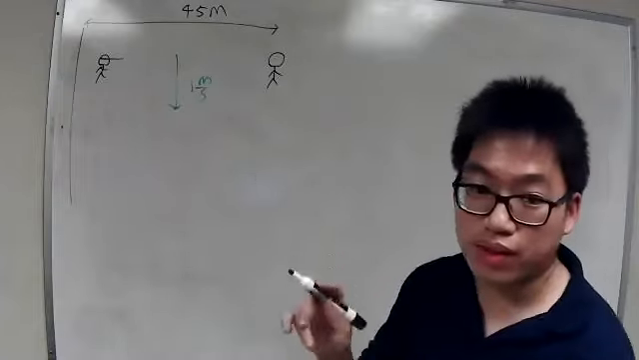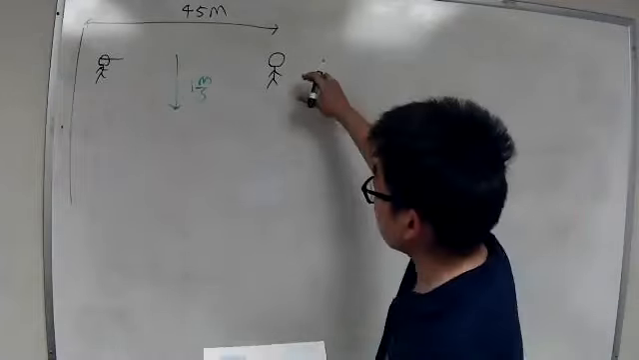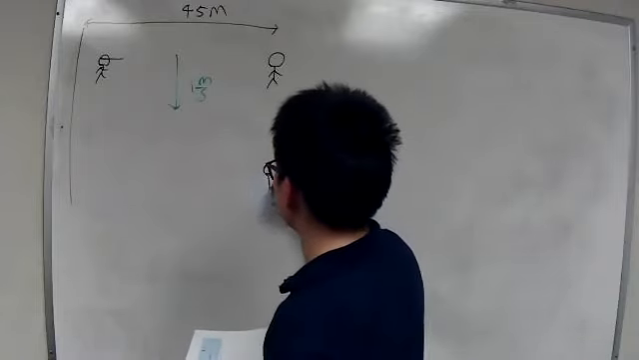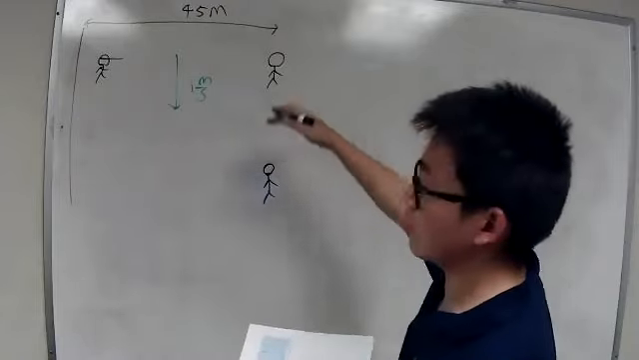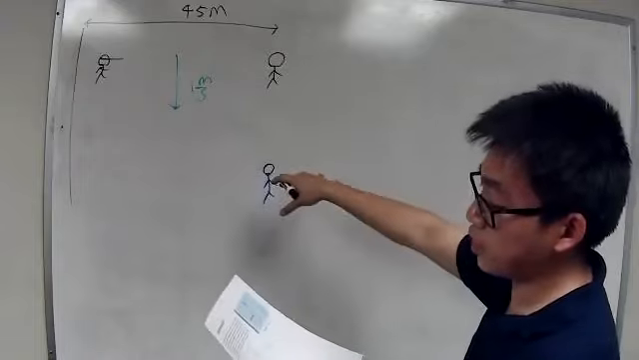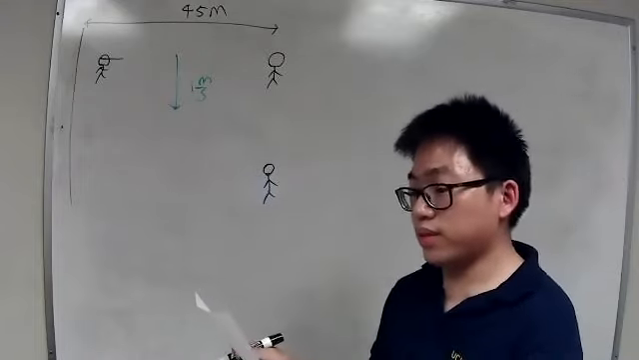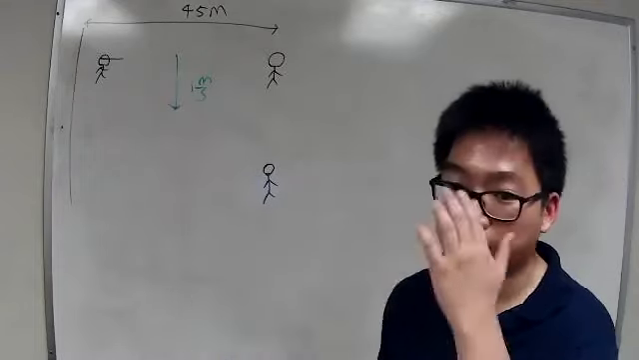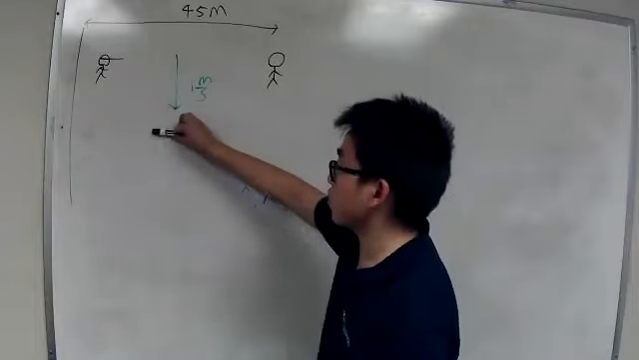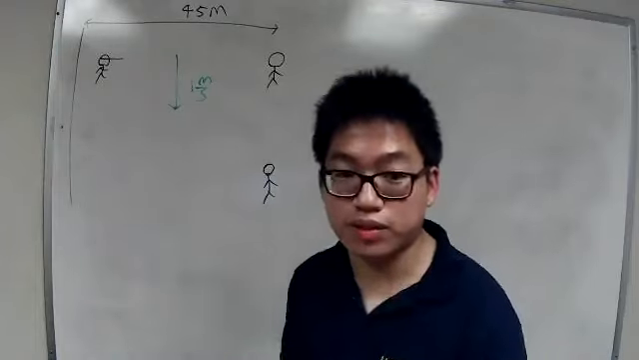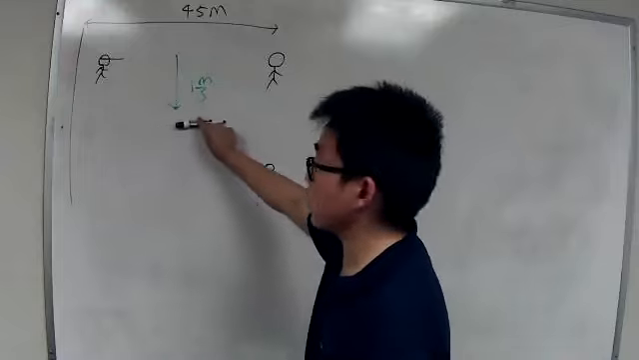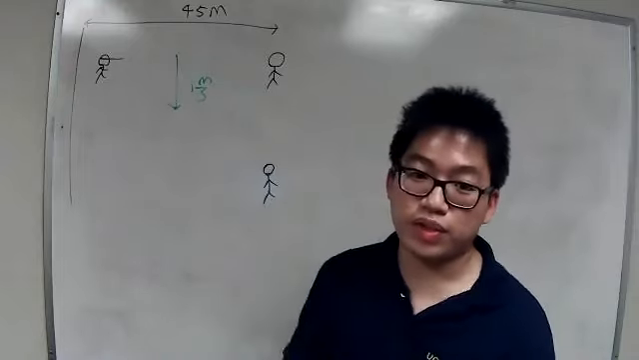So you can imagine that as time goes on, the child's going to float down somewhere here, right? The child's going to float somewhere down here. And the lifeguard is swimming in a straight line. If there was no current, he would be swimming in a straight line and nothing would happen. But there is a current.